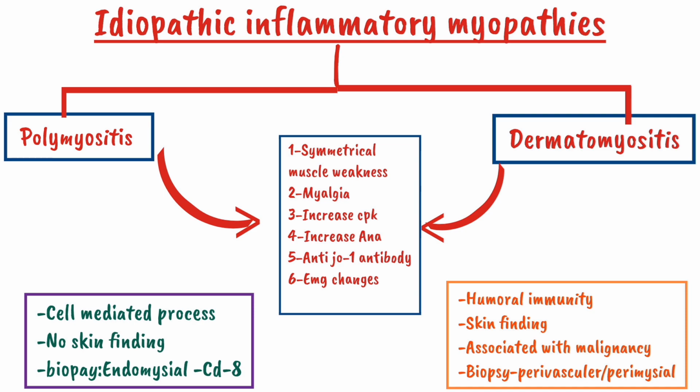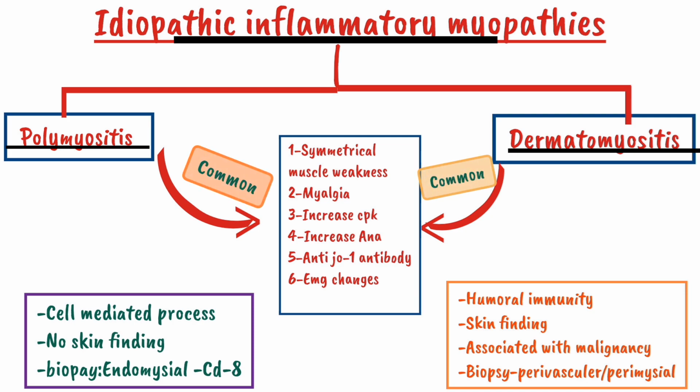Now let's revise what we have studied up till now. We studied idiopathic inflammatory myopathies. It is a non-suppurative, non-infectious inflammation of skeletal muscle. It has primarily two types: polymyositis and dermatomyositis. Polymyositis and dermatomyositis have some common features, such as symmetrical muscle weakness, myalgia, increased creatine kinase, increased ANA, anti-Jo antibody, and EMG changes.